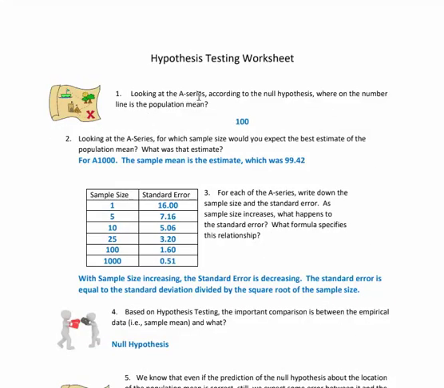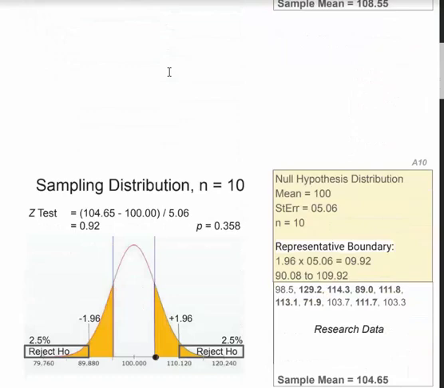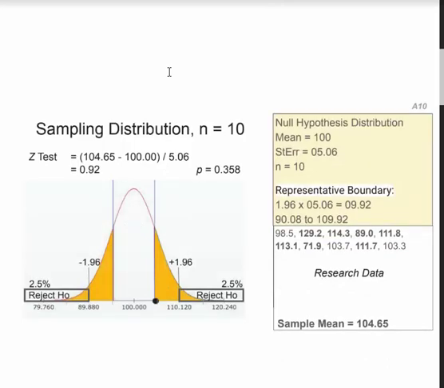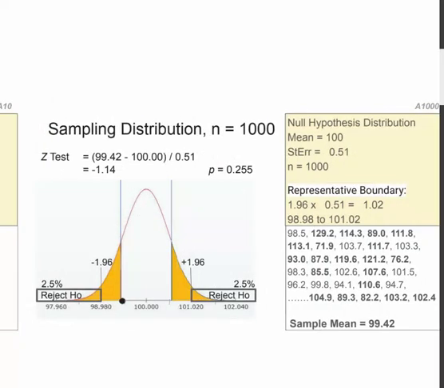Looking at the A series, according to the null hypothesis, where on the number line is the population mean? Remember that the null hypothesis is like a treasure map. It tells us where we should be able to find the population mean. So here's our A series, and there's quite a few of these. 6 of them in total for sample sizes of 1, 5, 10, 25, 100, and also for 1,000. But for every single one of them, for the null hypothesis distribution, the mean is set to be 100. That is, the mean is thought to be a value of 100.